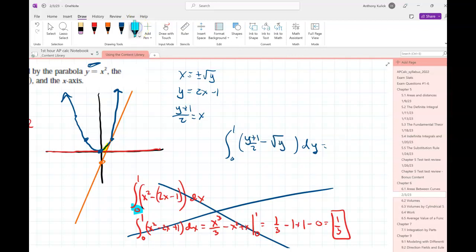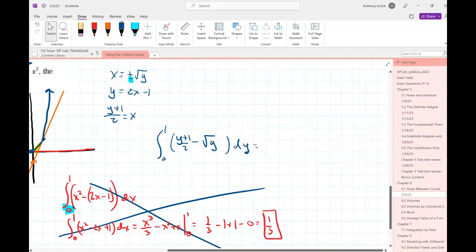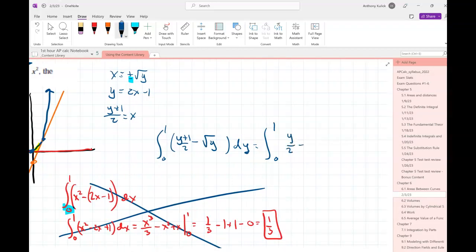Now, I'm going to discard the minus from the plus or minus. Why am I doing this? Because the region we're talking about is above the x-axis, so the y-coordinate has to be positive. So the integral from 0 to 1, I'm going to rewrite this as y over 2 plus 1/2 minus root y, or we'll even write it y to the 1/2.